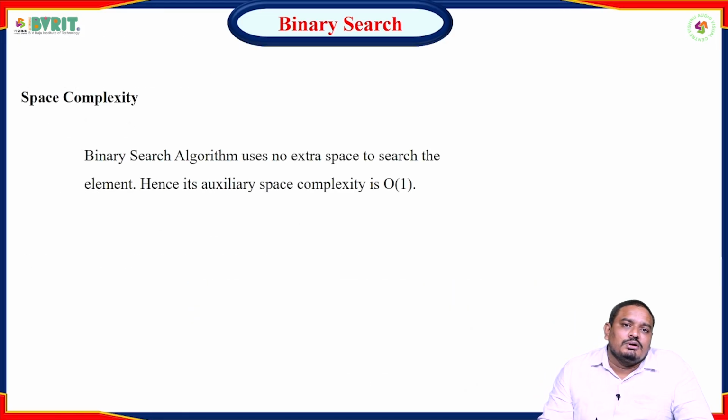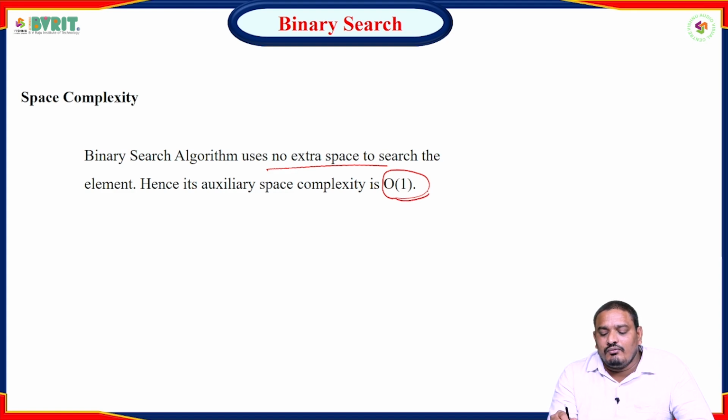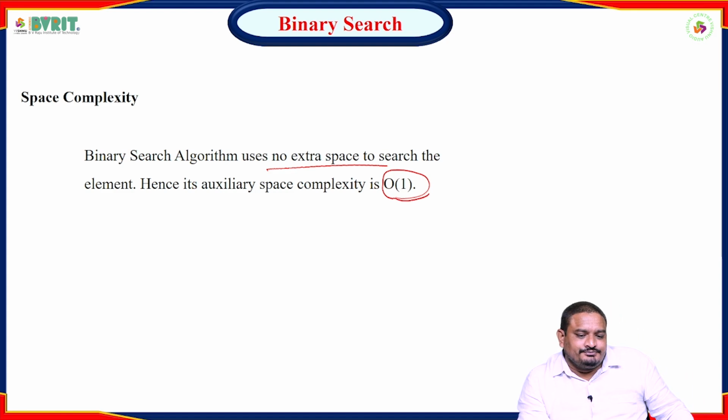Now, what about the space complexity? The space complexity of binary search: there is no use of any extra space for searching the element. So the space complexity of this binary search function is O of 1. This is the binary search.